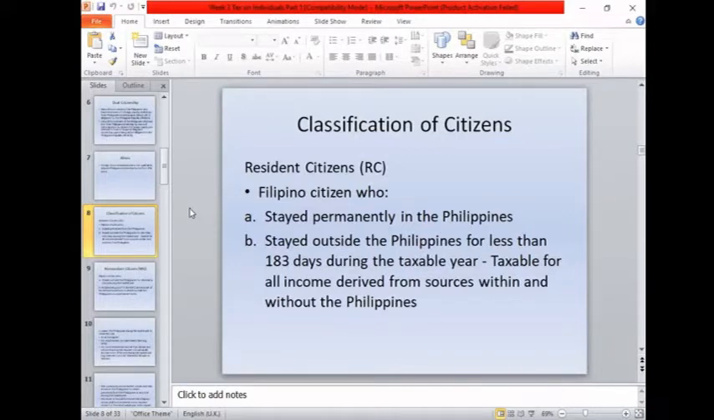Example of that is Manny Pacquiao. Okay, Manny Pacquiao is a resident citizen. Of course, he is a professional boxer. He earns an income as a boxer in the US. Because Manny Pacquiao is a resident citizen, the income that he has in the United States as a boxer, and also other incomes in the Philippines aside from boxing, so income from the US and the Philippines is subject to Philippine tax. Okay, so it must be declared. As an example, Manny Pacquiao.